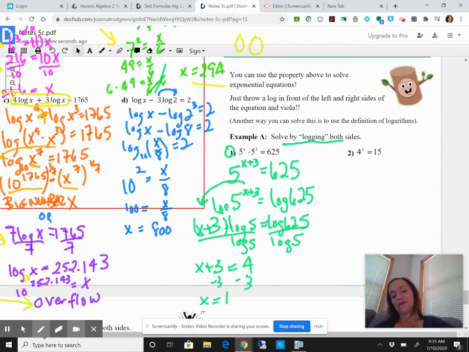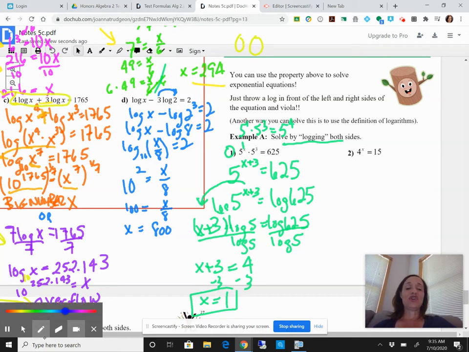x equals 1. All right, should you put this in your calculator? Yes, you should. And actually, if you do that and you think about it, this would be 5 to the first times 5 to the third, which is 5 to the fourth. 5 times 5 is 25, times 5 is 125, times 5 again is 625, so that works. All right, let's try another one.